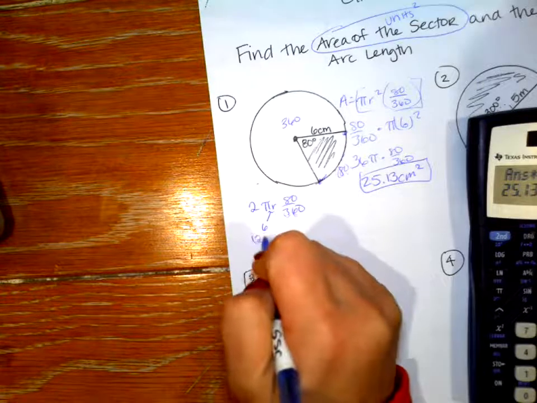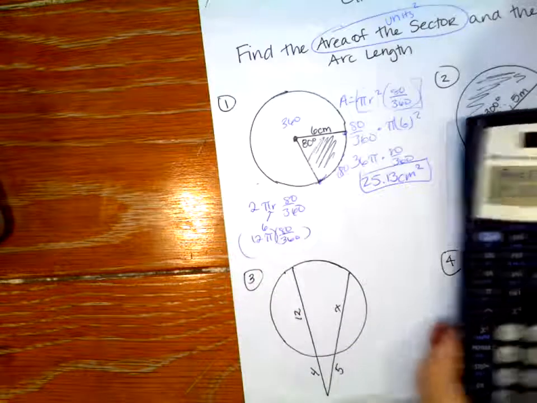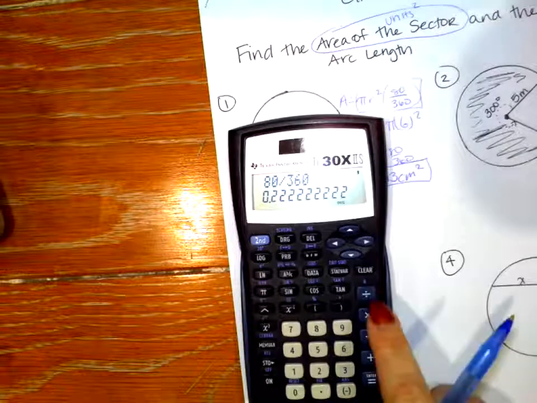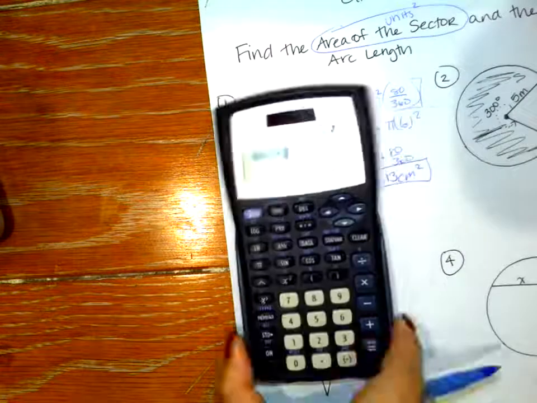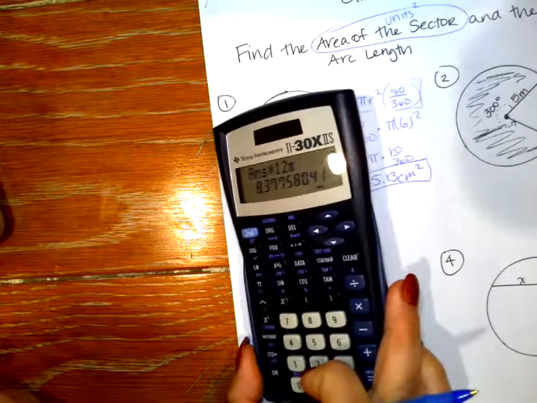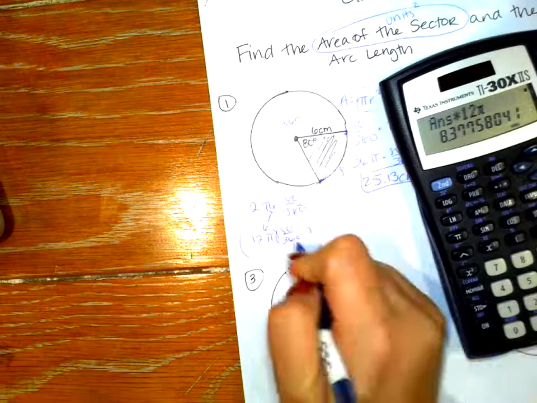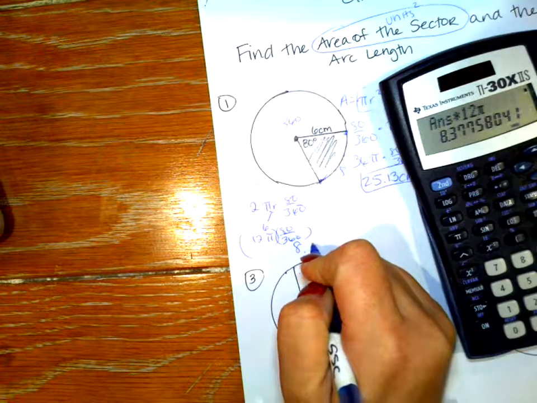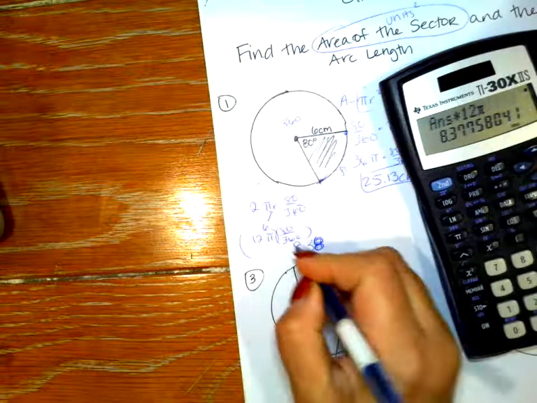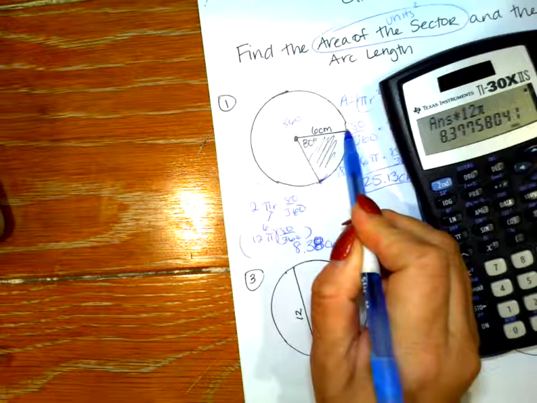So over here I've got 12 pi times 80 over 360. I'm just going to multiply all that out. 80 divided by 360 again gets me the 0.2222222 times 12 pi. And my answer is 8.377, 8.38, 8.4, depending on how many decimal points you need to use, but we can use 8.38 for that. And again, that is centimeters. That's how far this guy had to walk from here to here.